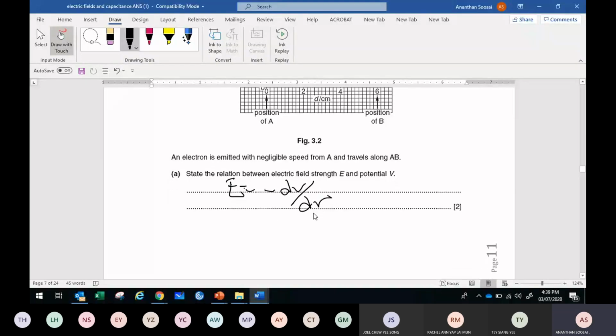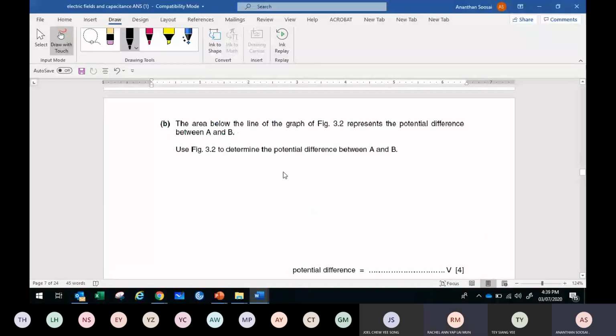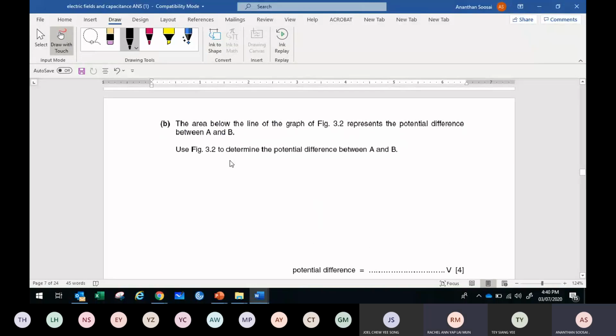Okay, move down. Now, the area below the line of the graph represents the potential difference between A and B. Determine the potential difference between A and B. This is tricky, but they already help you here. They say the area below the line of the graph is the potential difference between A and B.